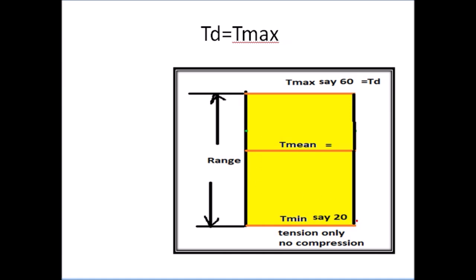Next, let us fix TD at T maximum. Suppose we have fixed our TD as T max, what happens? Now temperature can't go beyond this maximum value, so it has only one choice, that it has to decrease and go down to T minimum. When temperature falls below TD, what kind of stresses develop? Tensile stresses are developed, it has the highest tensile stresses, and zero or no compressive stresses.